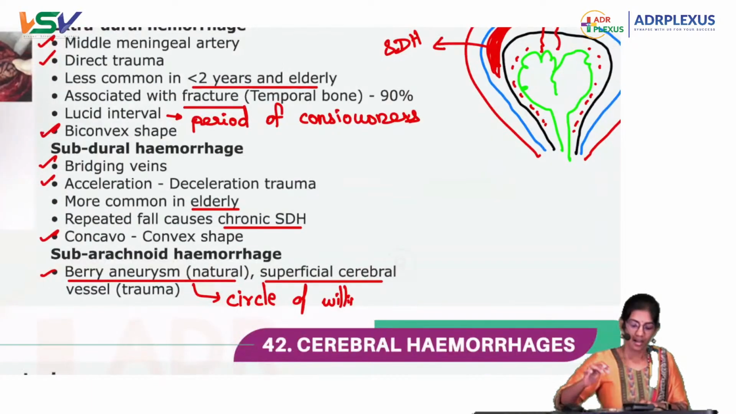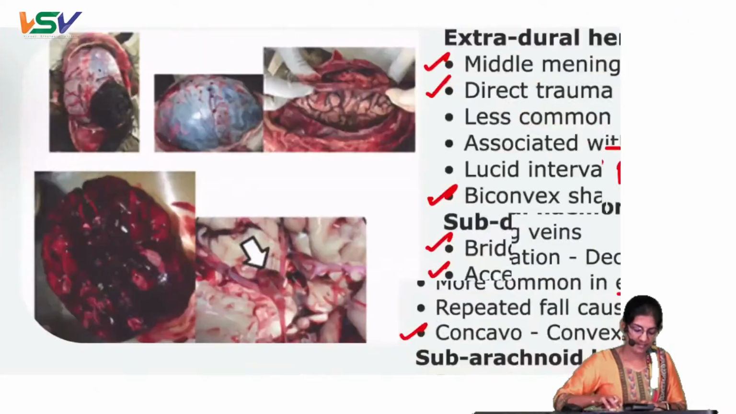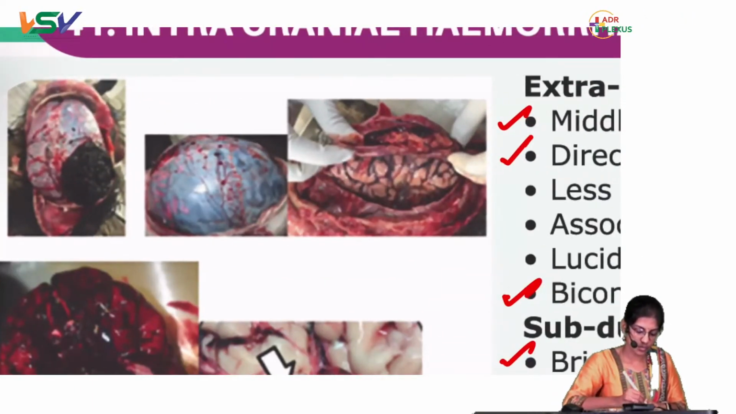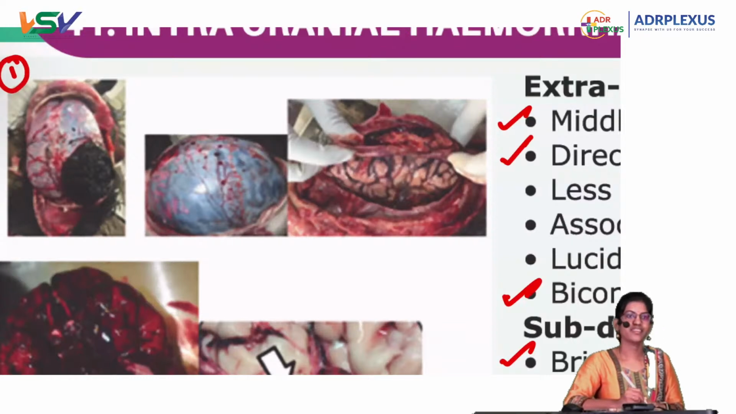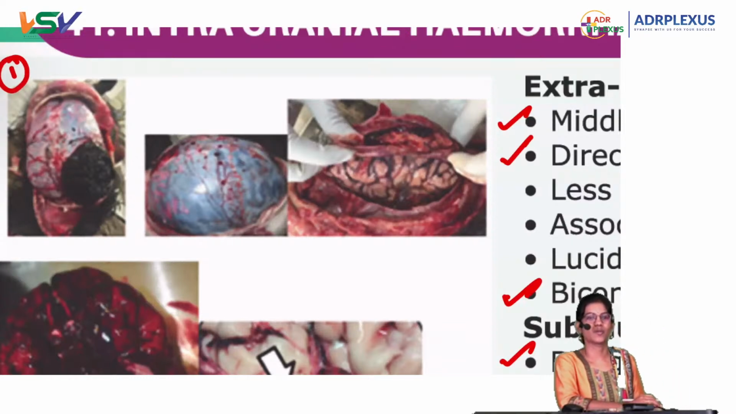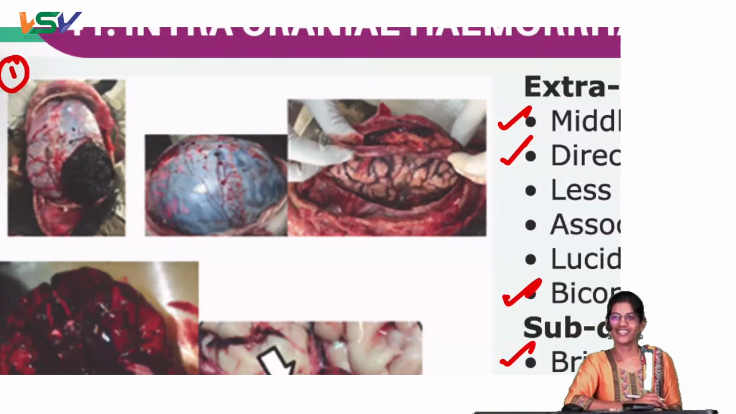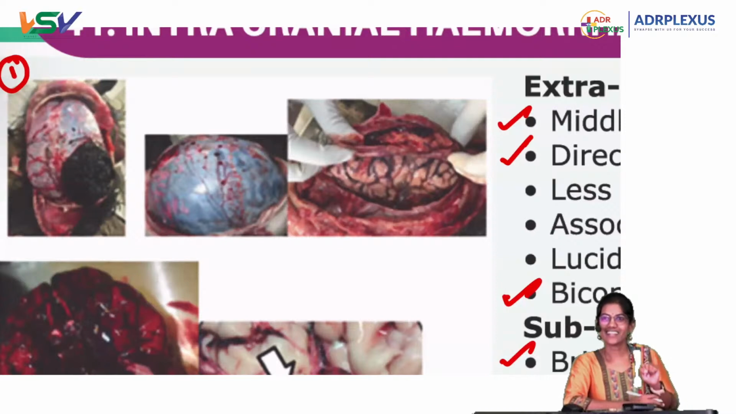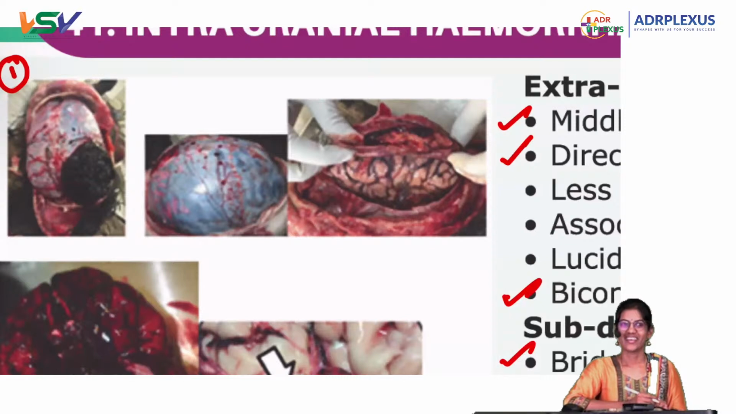Okay. All right. Now, identify the hemorrhage. First hemorrhage is what? Check whether it's above the dura or below the dura. That's all. Check whether it's above the dura or below the dura. Very good. Correct, Dr. Arul. You're right. It's above the dura, extradural hemorrhage.